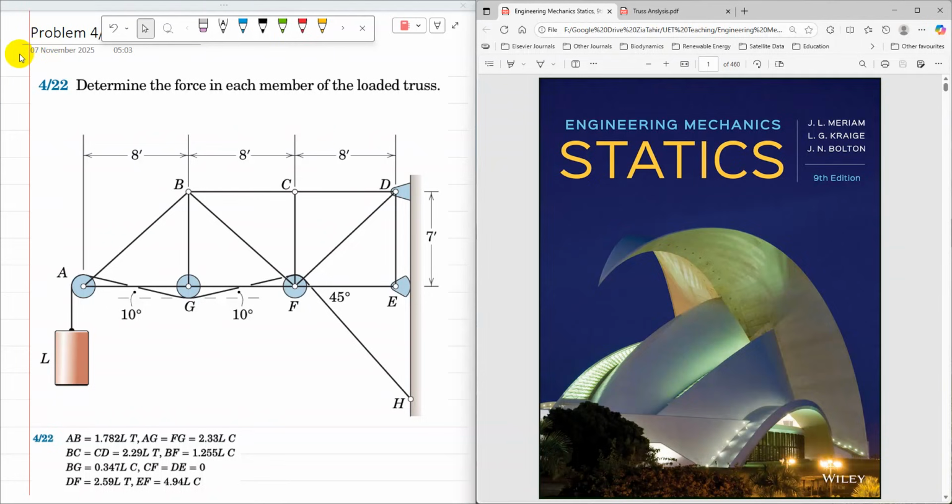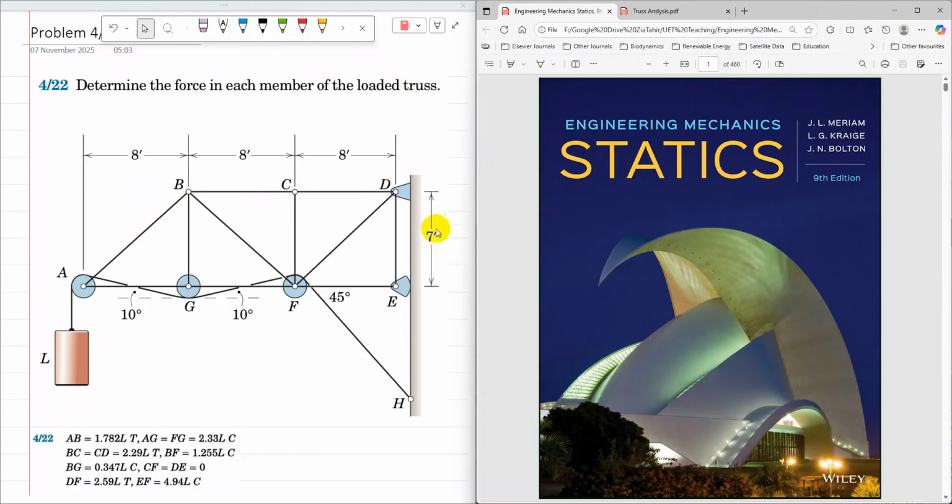This video tutorial is the solution to problem 22 of chapter 4 from Engineering Mechanics Statics, 9th edition by J.L. Meriam, L.J. Kraige and Jen Bolton. The statement of the problem is: determine the forces in each member of the fluted truss.